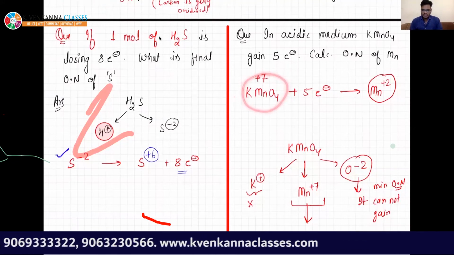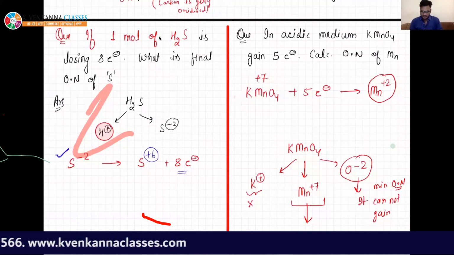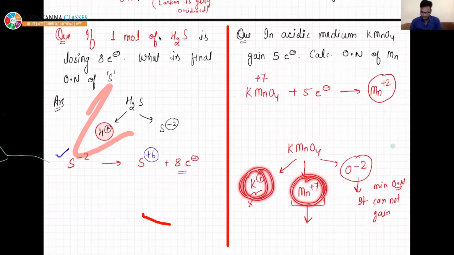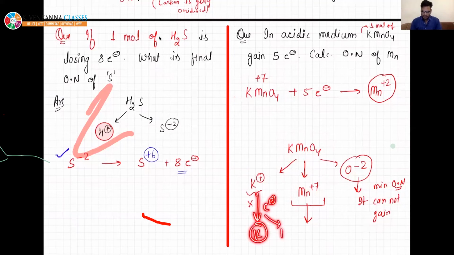KMnO4 is a very good oxidizing agent. We will see later. In KMnO4, there are only two things which can accept electrons, either K plus or Mn plus. But K plus is very rare, it will not accept an electron unless there is no other option. Given 1 mole of KMnO4, K plus can accept at most 1 electron. It can go to K, it cannot go to K minus.